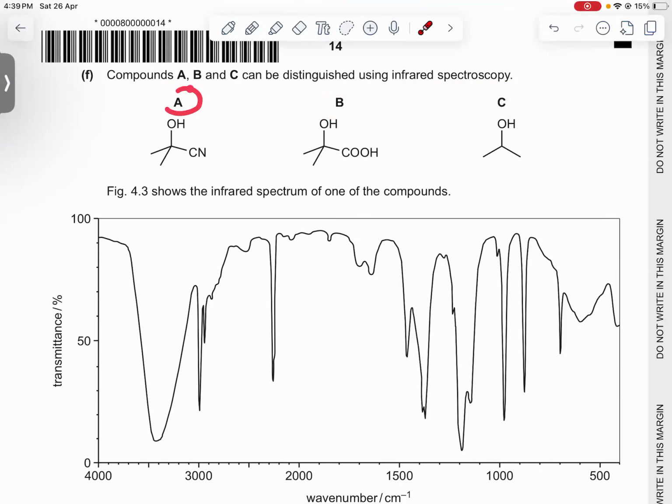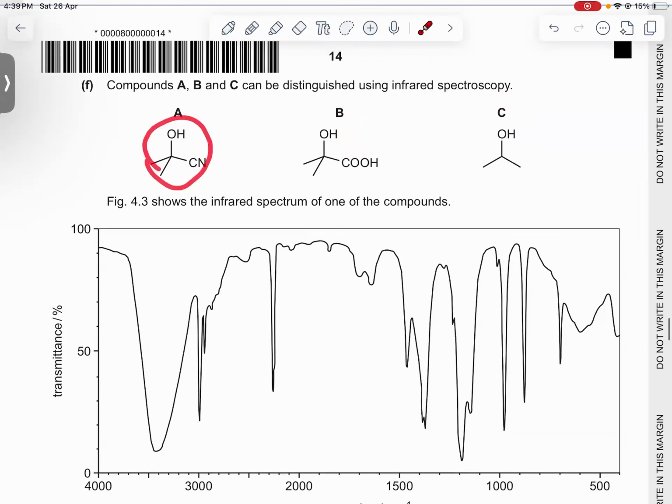What would you observe in A that would not be in B and C? And what would you observe in C that would not be in B and A? Basically, you would observe nothing other than alcohol in C, but in this one you will observe alcohol and then whatever the carboxylic acid group gives and whatever this group gives.